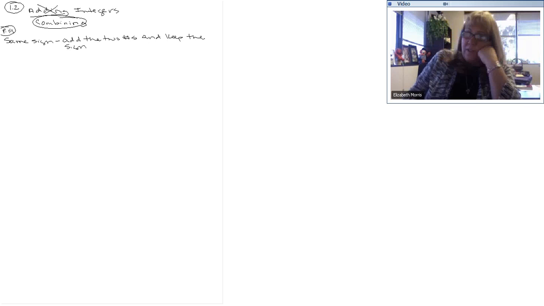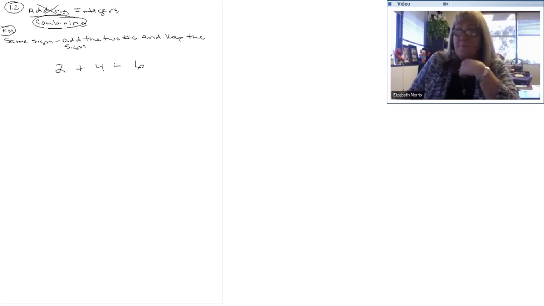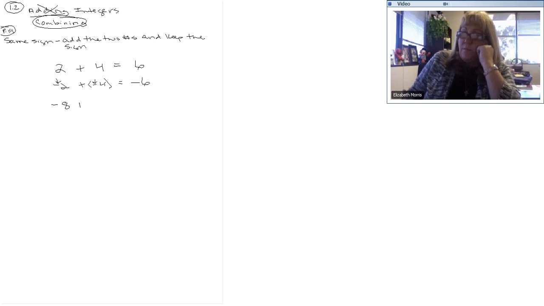For instance, 2 plus 4, they're both positive. Your answer is 6, and it's positive. Negative 2 plus negative 4, you'd add the 2 and 4 together to get 6, but instead of a positive 6, it's a negative 6. Negative 8 plus negative 10: 8 and 10 make 18, and it's negative. Same sign, not so bad.